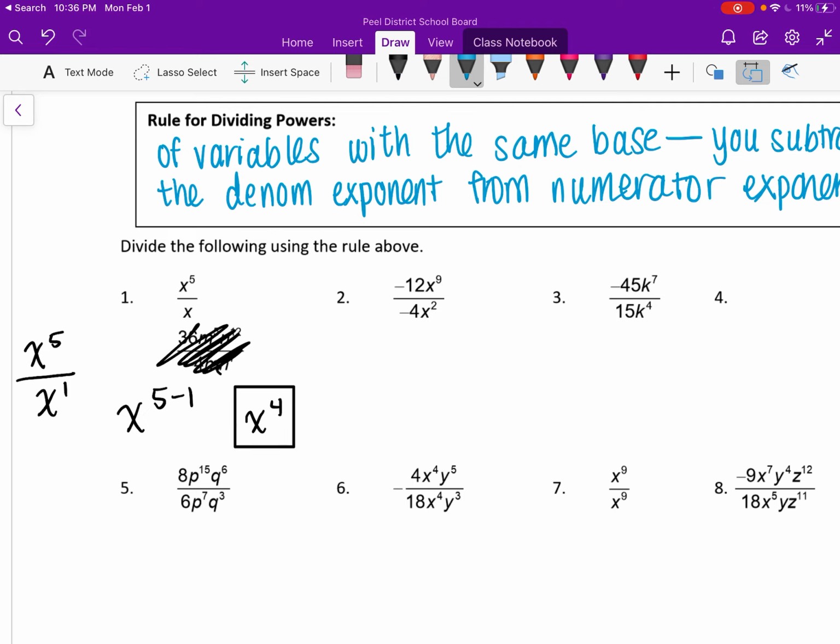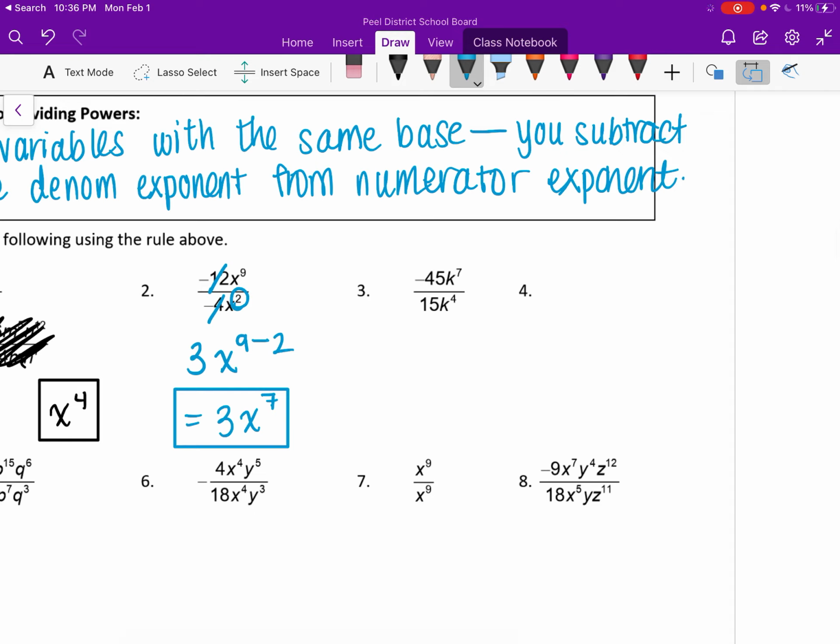Then I'm going to move on to here. So we have negative 12 and negative 4, and I know I can just divide these out. So negative 12 divided by negative 4 would just be 3. And then I'm left with the x to the power of 9. And in this bottom, I have x to the power of 2, so I can just do minus 2. So I'm left with 3x, 9 minus 2 is 7. Okay.